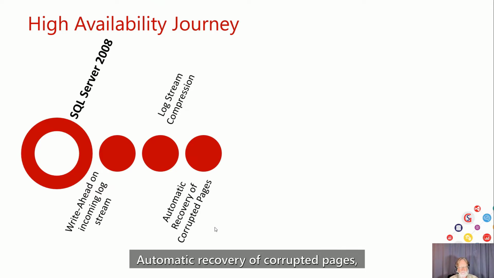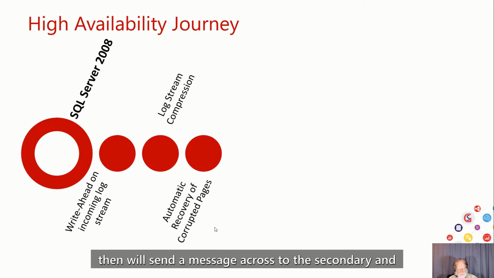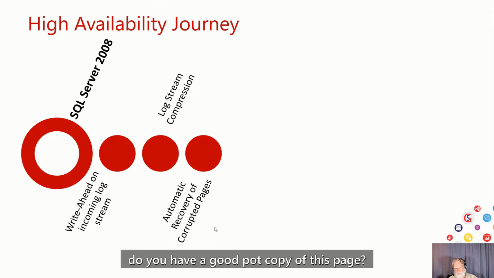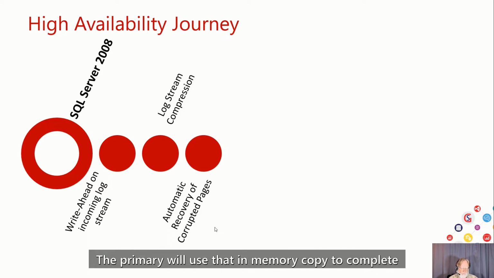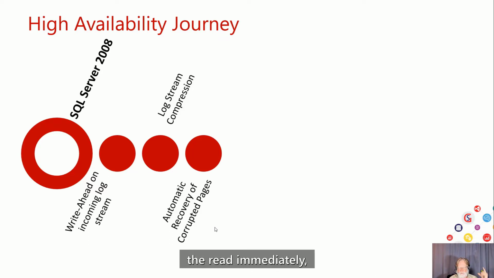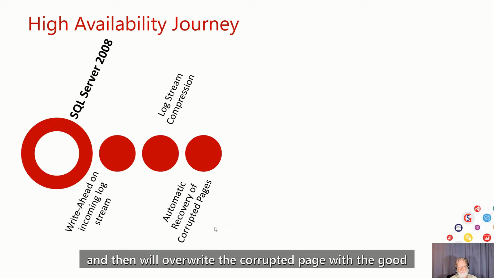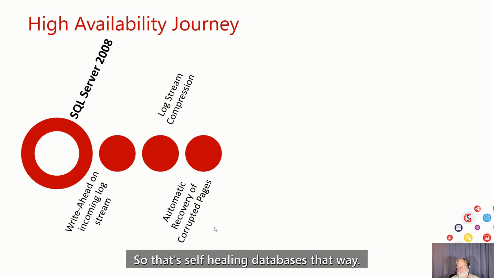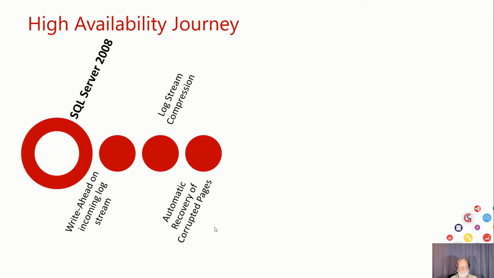Automatic recovery of corrupted pages. This is where if we detect that a page is corrupted and we retry the read and it's still corrupted, then we'll send a message across to the secondary and say, hey, do you have a good copy of this page? If the secondary has a good copy, it will send that page across to the primary. The primary will use that in-memory copy to complete the read immediately, and then we'll overwrite the corrupted page with the good page. So that's self-healing databases that way.